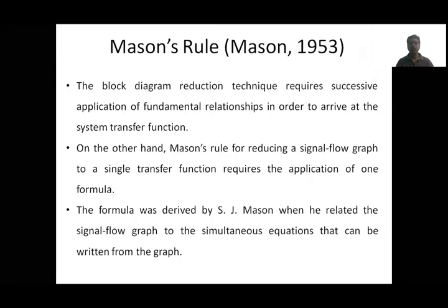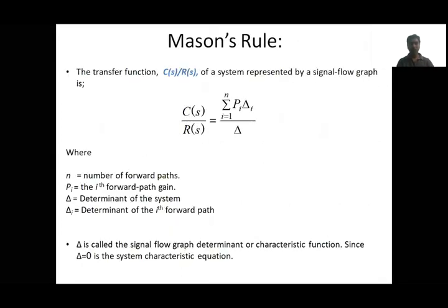it's very difficult. So to reduce this burden, Mason formed a gain formula to simply write the gain or transfer function from the given signal flow graph representation of a system. That is the advantage of Mason's gain formula. This is the gain formula given by Mason.